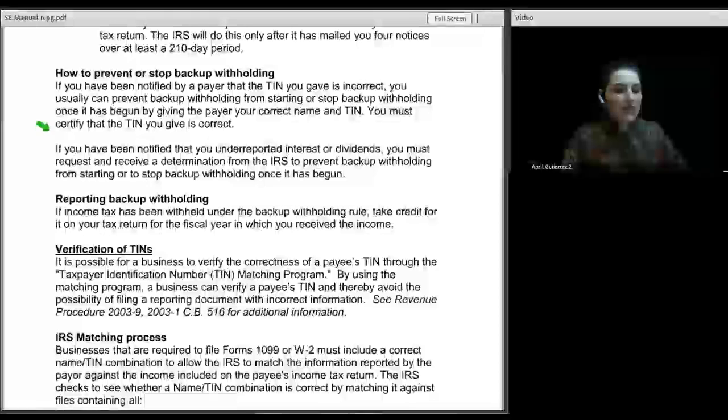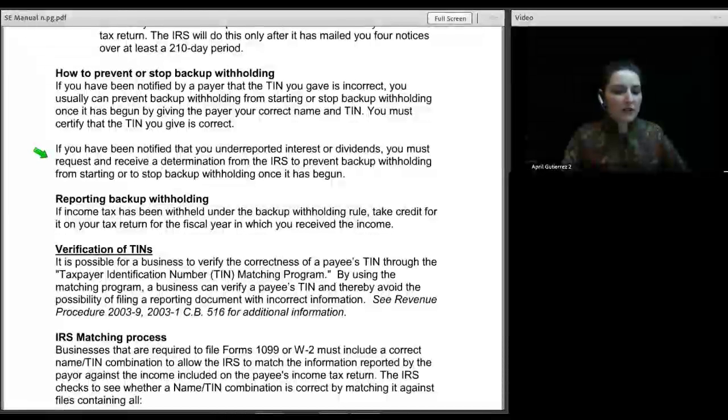How to prevent or stop backup withholding. If you have been notified by a payer that the TIN you gave is incorrect, you usually can prevent backup withholding from starting or stop backup withholding once it has begun by giving the payer your correct name and TIN. You must certify that the TIN you gave is incorrect. If you have been notified that you underreported interest or dividends, you must request and receive a determination from the IRS to prevent backup withholding from starting or to stop backup withholding once it has begun.